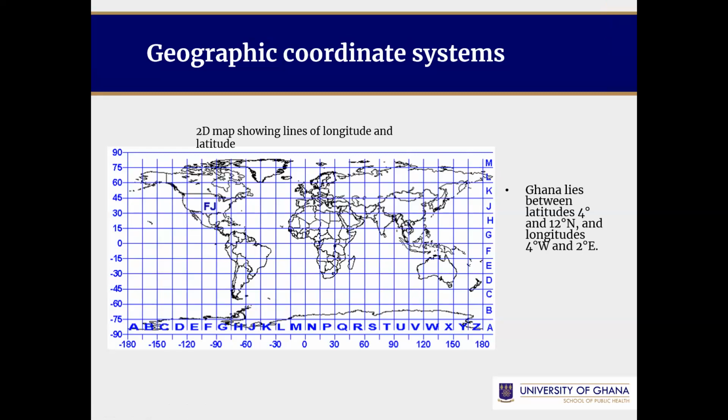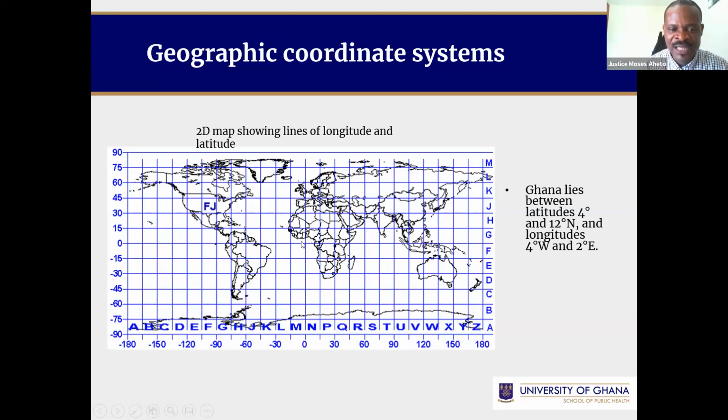Okay. So on the right side, if you do a thorough check, you realize that Ghana lies between latitudes 4 degrees and 12 degrees north, and longitudes 4 degrees west and 2 degrees east. If you do a good job, you see that that is what Ghana represents.